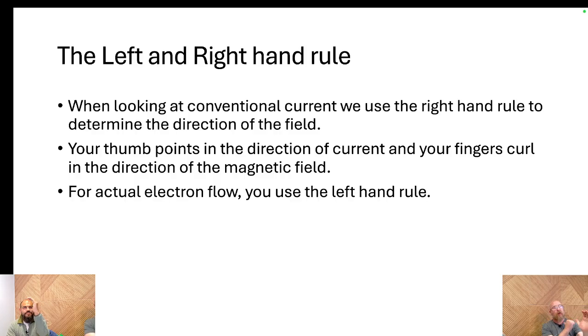If current is flowing in this direction, the magnetic field curls like this. And then if we're talking about the direction of current, you can check this out, I can hold my hand this way and hold my hand this way. You can see my thumbs are pointing in opposite directions. With my left hand, my thumb is pointing in the direction of actual electron flow, and we get the same curling motion here.